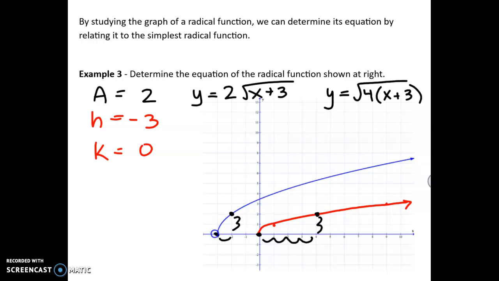Well, let's take a look at this. Why would having a 4 under the root as a b be the same as having a 2 out of the root as an a? That's because the square root of 4 is 2, so the b value could be removed as an a value when you square root it.